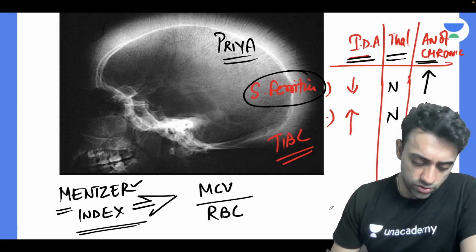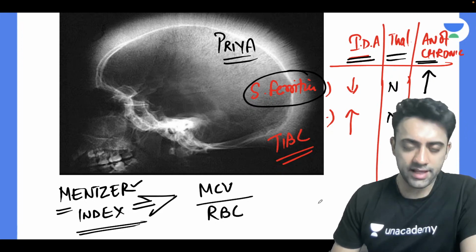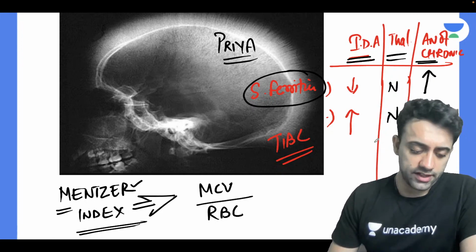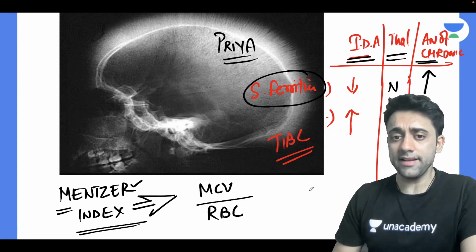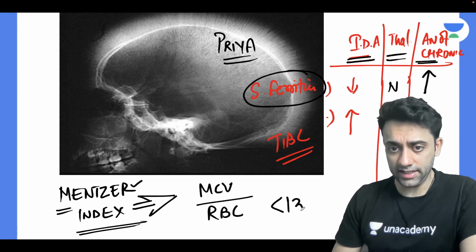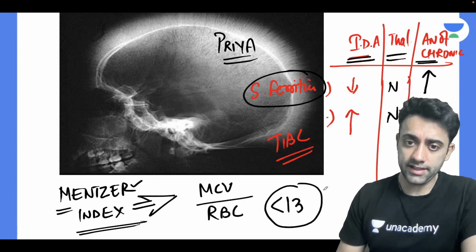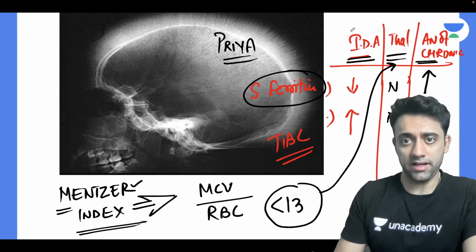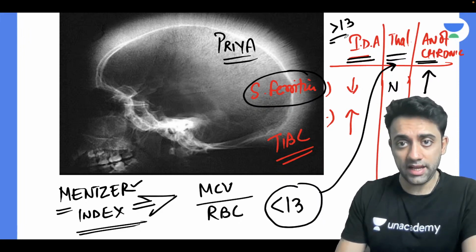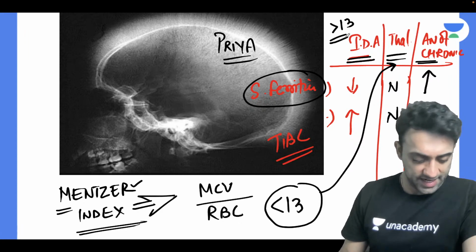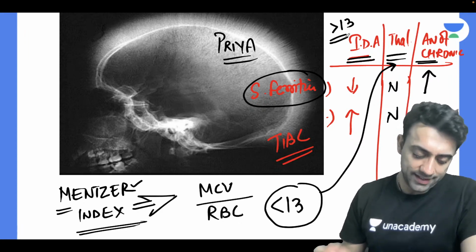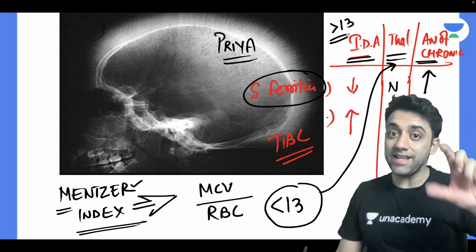And how much is low and more in thalassemia? In thalassemia, the Mentzer index will be less than 13. If my Mentzer index is less than 13, I have thalassemia. If the Mentzer index is more than 13, I have iron deficiency anemia. How will I remember that answer? Exactly. Priya again is mentioning less than 13.